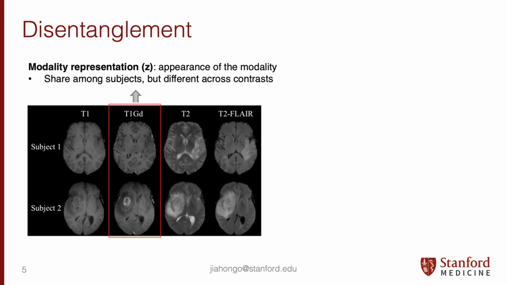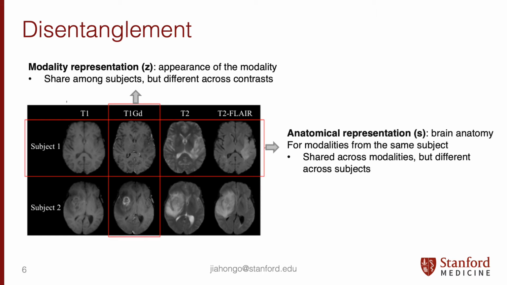Let's first define what disentanglement we talk about. An MR image can be encoded into two parts. The first part is modality representation. It captures the appearance of the modality. This appearance is shared among subjects, but different across contrast. The second part is anatomical representation. It captures the brain anatomy. For the modalities from the same subject, this anatomy is shared across modalities, but different across subjects.